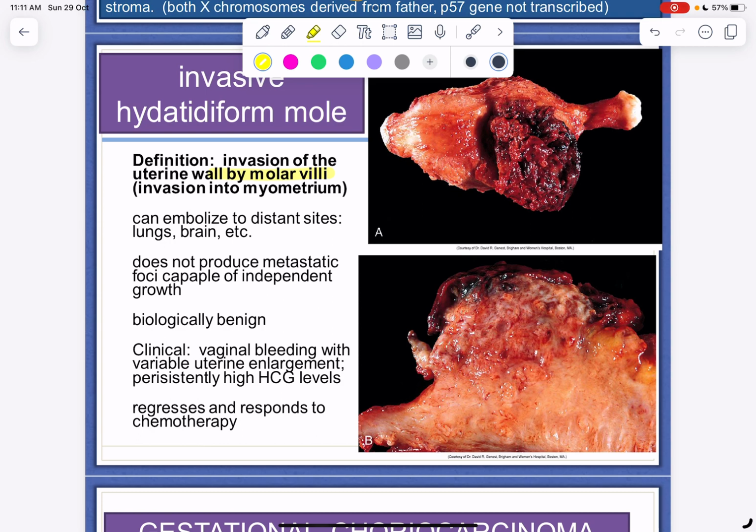It can even go through the blood into the lung and brain. But it does not produce metastatic foci because it is not capable of independent growth, not like malignant tissues. It is biologically benign. It is a benign lesion. It is not malignant, but it has the ability to invade.